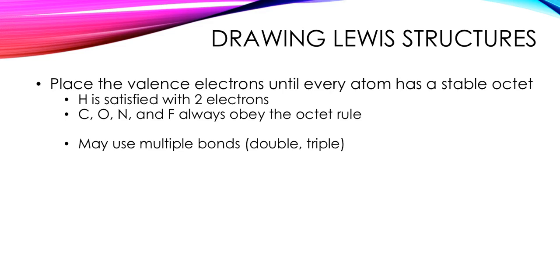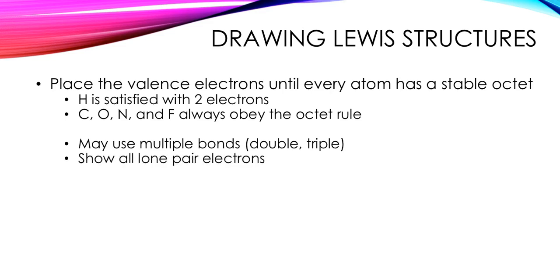The other thing to keep in mind is that when you're drawing bonds, I tend to draw them as lines because I think it's easier and neater. You will sometimes see bonds just shown as 2 dots, 2 electrons being represented there, and that's also okay.